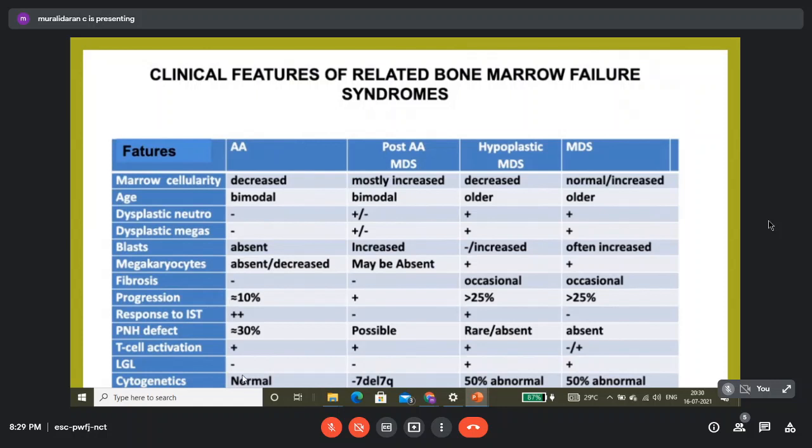But normal cytogenetics does not exclude a case of MDS or hypoplastic MDS, because even in aplastic anemia, many patients can present with deletion 7q, they can have other loss of heterozygosity. So cytogenetics cannot always be normal, it can also have some abnormalities.